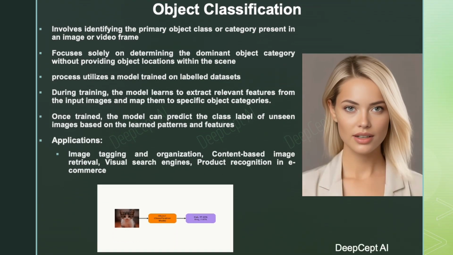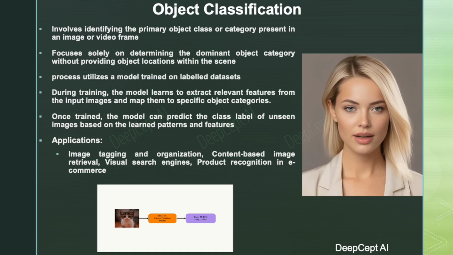Object classification is a fundamental task in computer vision, focusing on identifying the primary object category present in an image or video frame. Unlike object detection, which provides both object identification and spatial localization, object classification solely determines the dominant object class without spatial information.